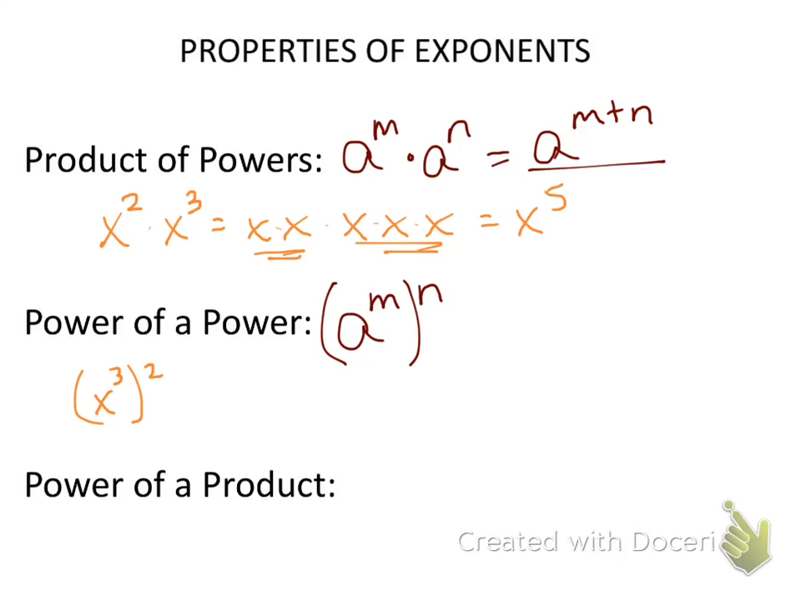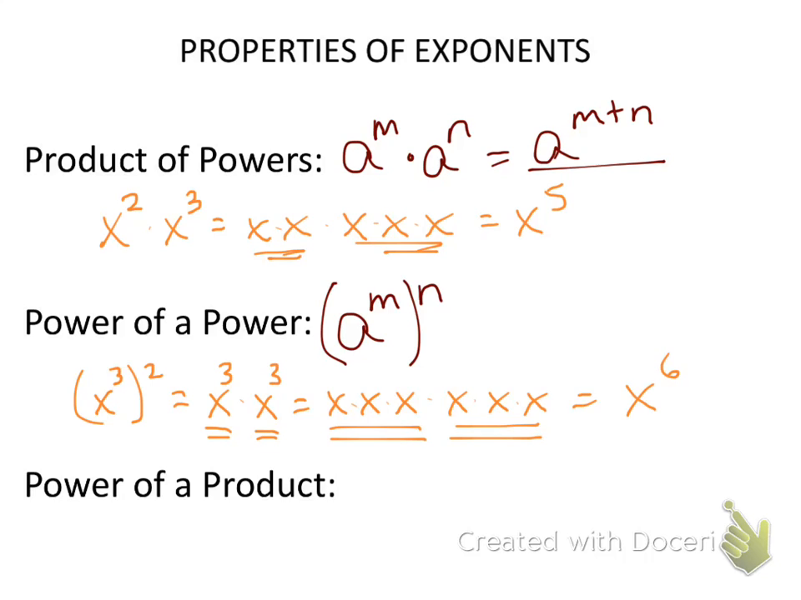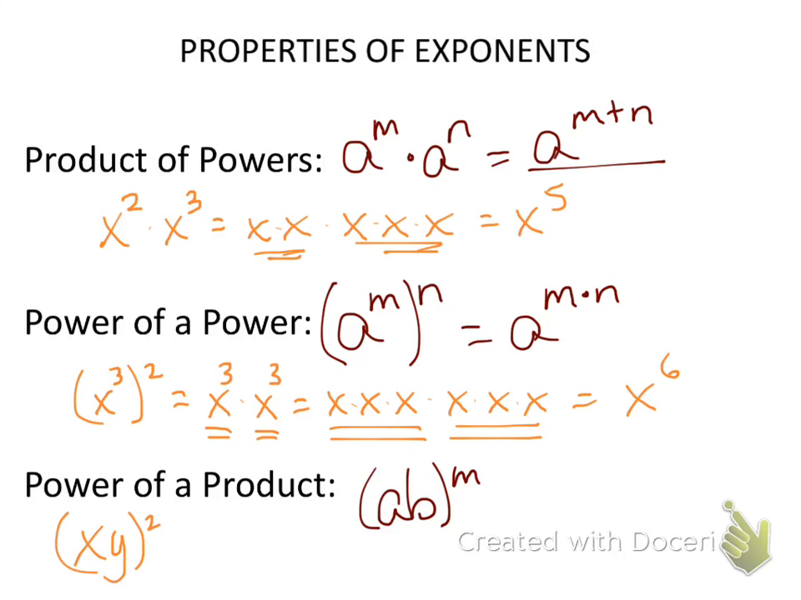The next one, if I have a to the m to the n, well, again, if we remember what we do when we actually have numbers in there, we take care of the squared, and if we were to write all those out, I would end up with x to the sixth. And again, what did I do to my original exponents? I multiplied them.